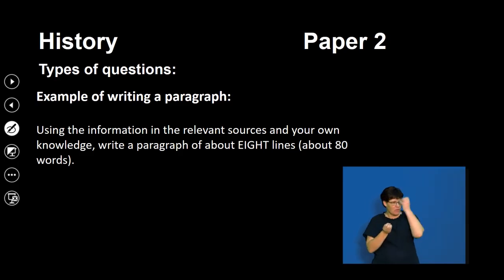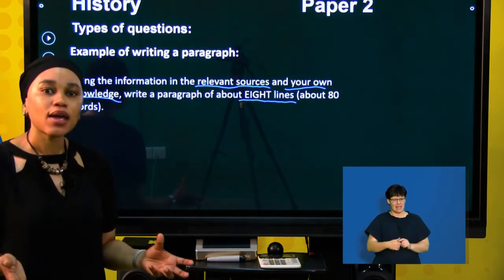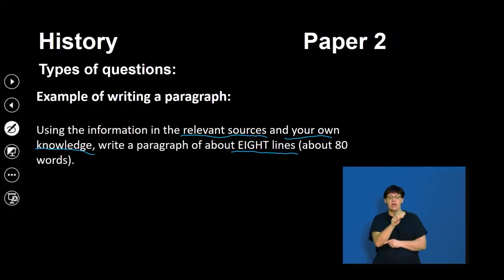It says, using the information in the relevant sources and your own knowledge. This is very important, guys. You need to write a paragraph of about 8 lines. You also need to stick to the word limit. So if you're asked to write a paragraph of 8 lines, please don't end up writing 3 pages. This is not an essay. This is a paragraph. And please make sure that in your paragraph itself, you use information from the sources and you are using your own knowledge as well. Remember what I said to you before, that if you only use the source and there's nothing from your own knowledge, you are not going to do well. That is very important, guys.